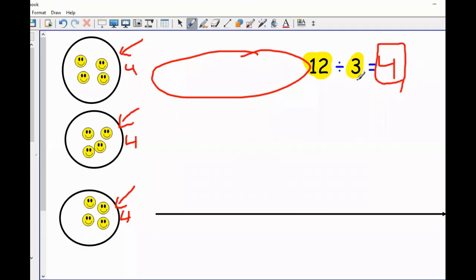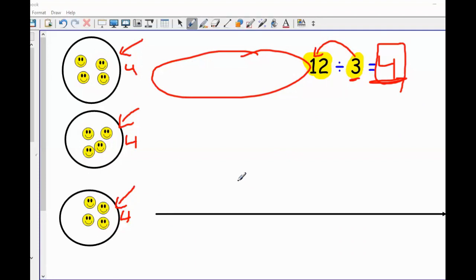So I can say the question in other words. How many 3s are there in 12? Again, 12 divided by 3 means how many 3s are there in 12? The answer is 4. So I can say there are 4 3s in 12.